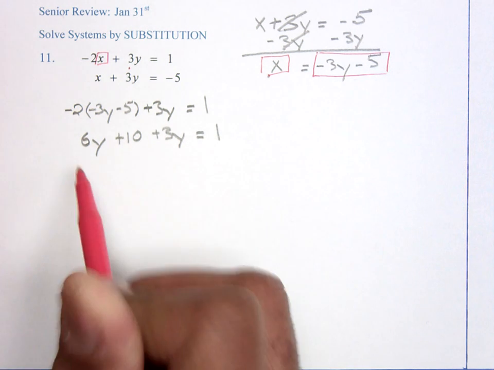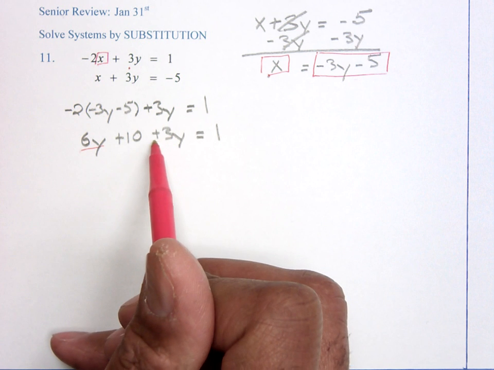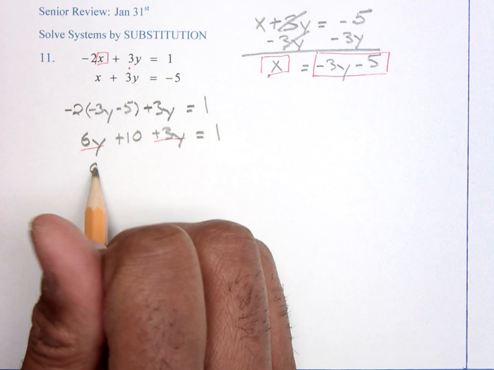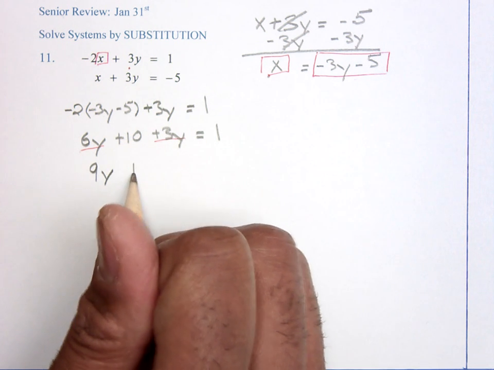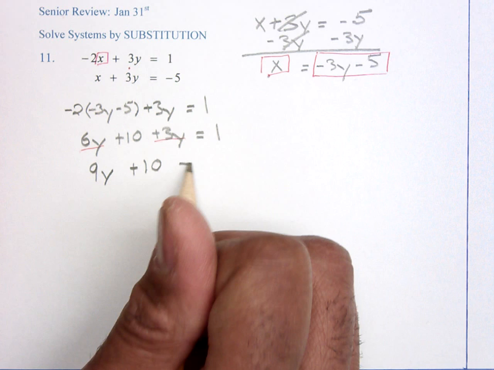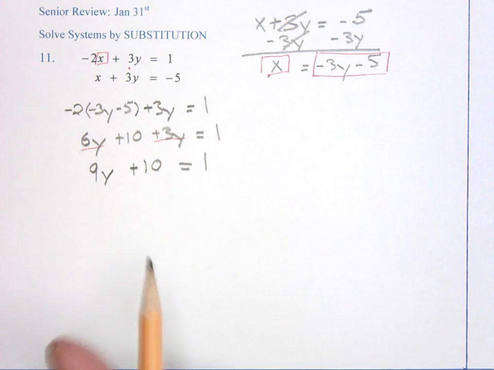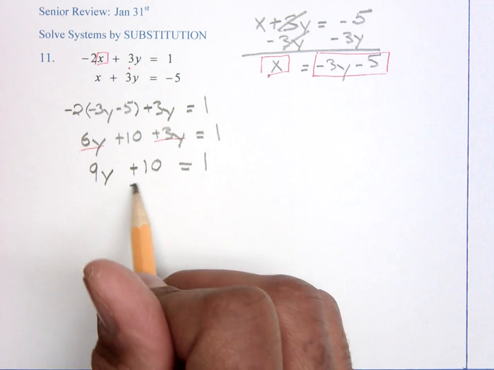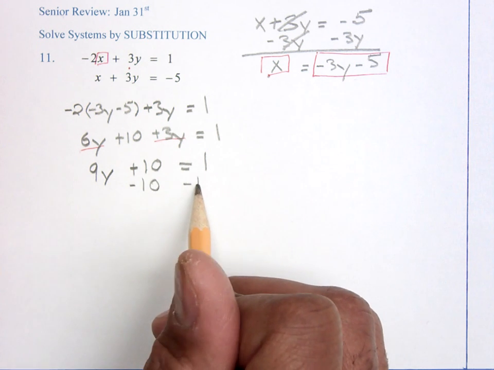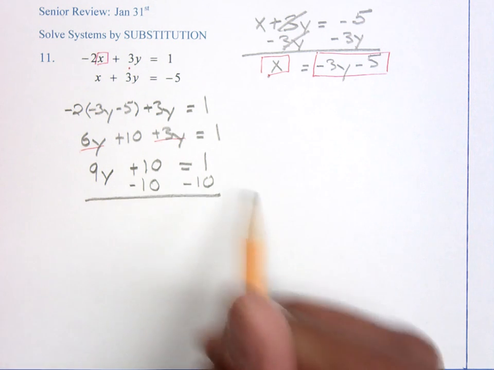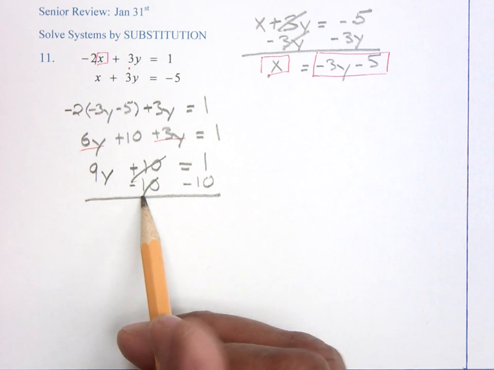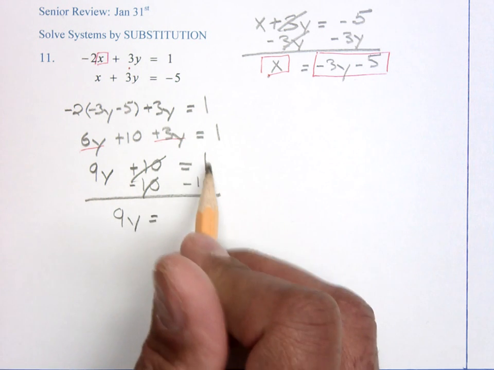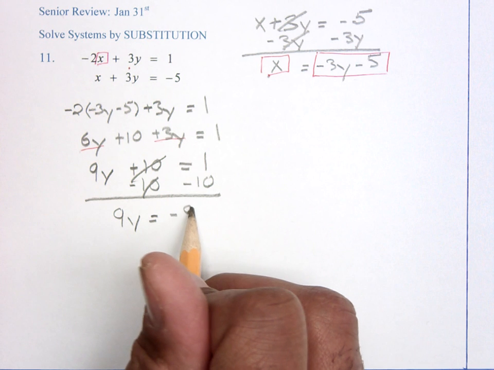Now we can combine some like terms. Here's a 6y and a 3y. If we combine those, 6y and 3y will give us 9y. We still have the plus 10, and we still have the equals 1. To get the y, we're going to want to do the opposite of add 10. We're going to want to subtract 10 from both sides. And if we do that, these two terms will simplify, and we're left with 9y equal to 1 minus 10, which is negative 9.